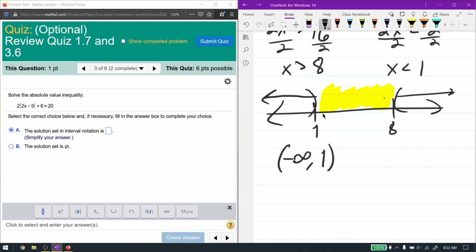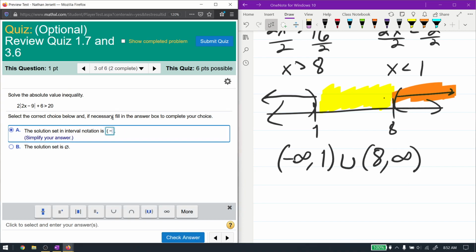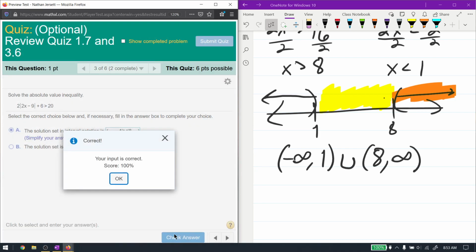To write this as one set of interval notation, we do this by unioning these two sets together. Then the leftmost for this orange side is going to be 8, and it goes on up to +infinity. So you have these two disjoint sets that we have to combine together, and you do that with the union. All right, -infinity up to 1. That's what this U is for, the union. 8 up to infinity. Check. And that's correct.